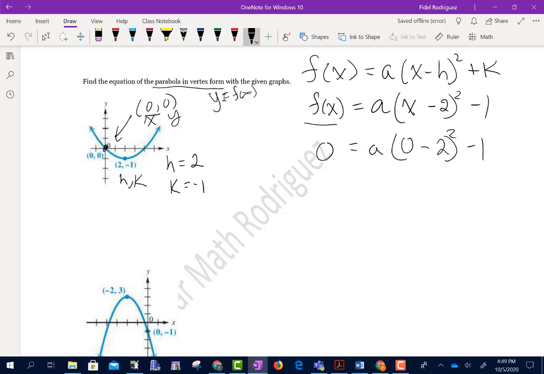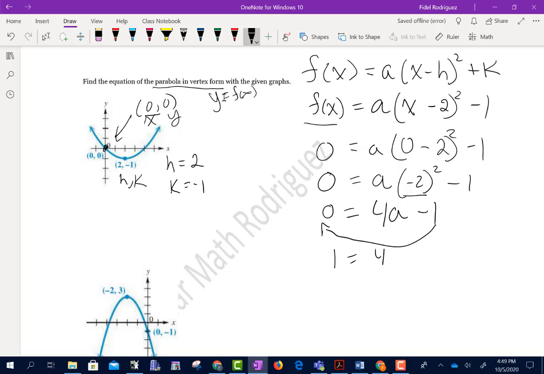And now the only thing I need to do is solve this equation for the letter a. Okay, so look, 0 equals a times 0 minus 2, -2, squared minus 1. 0 equals, remember, -2 squared means a -2 times another -2. 4a minus 1. I'm going to bring this 1 over this way. So that means that 1's going to become positive. And my last step is to divide everything by 4.